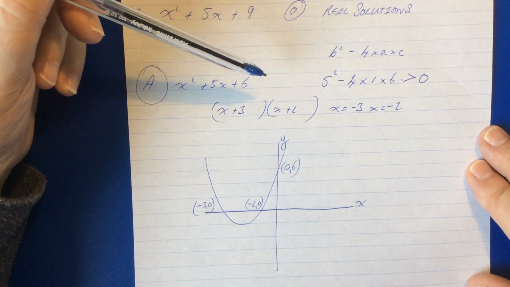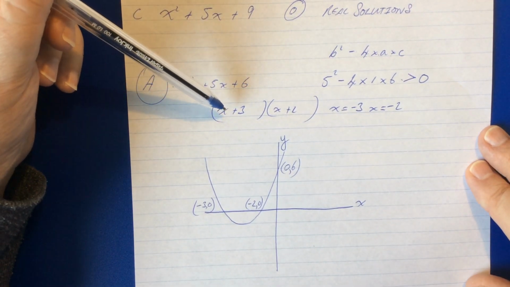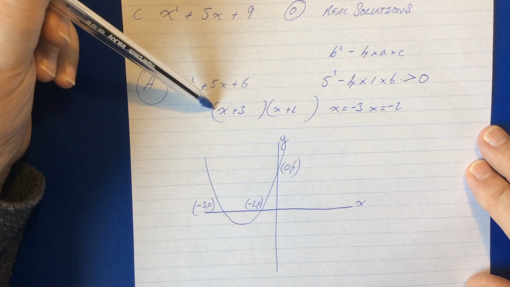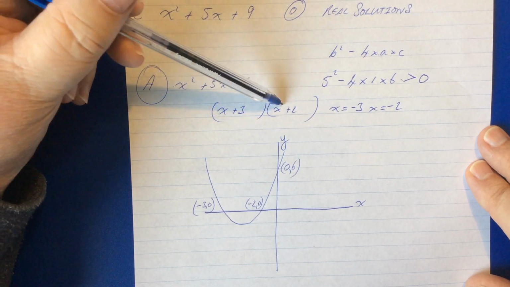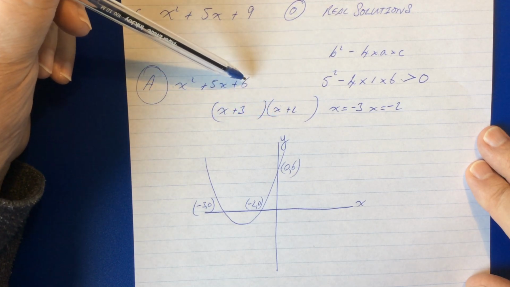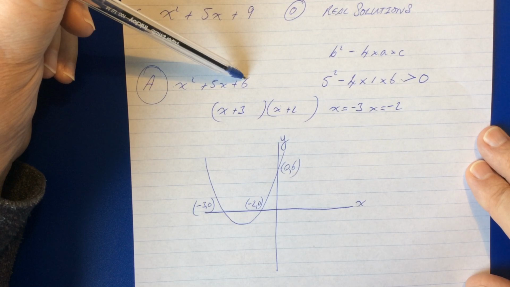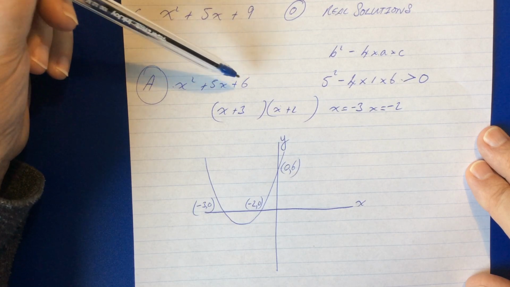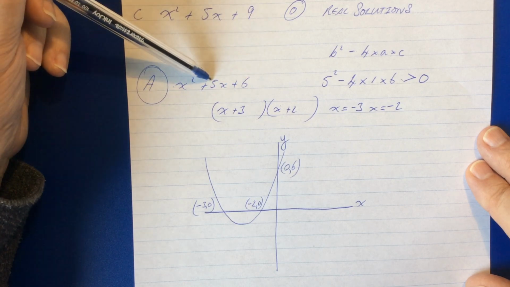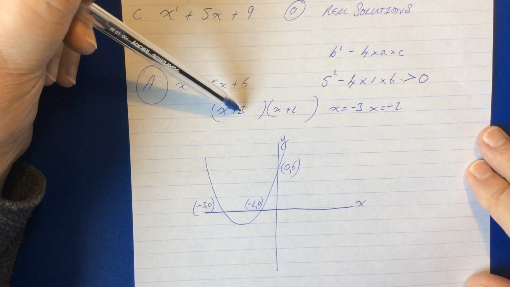And when we work out those solutions, or when we factorize this, and then work out the solutions, we find that we get two brackets, x plus 3, x plus 2. The factors of 6 are 3 and 2. 3 and 2 add to 5. There's another factor pair, 6 and 1, but 6 plus 1 does not add to 5. So these are the factors.